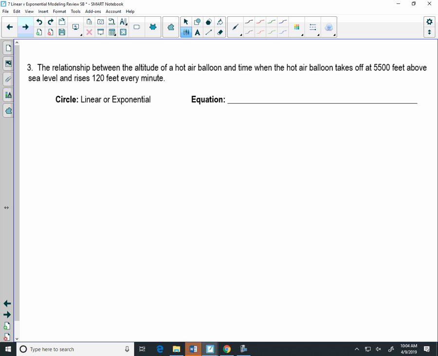Okay, so now we're talking about the altitude of the hot air balloon and time when the hot air balloon takes off. And then it's rising 120 feet every single minute. Linear or exponential? We are rising 120 feet every minute. We're not multiplying by anything, we are adding. We're adding 120 feet. So that's our linear model. y equals blank x blank. We just have to fill in those blanks.